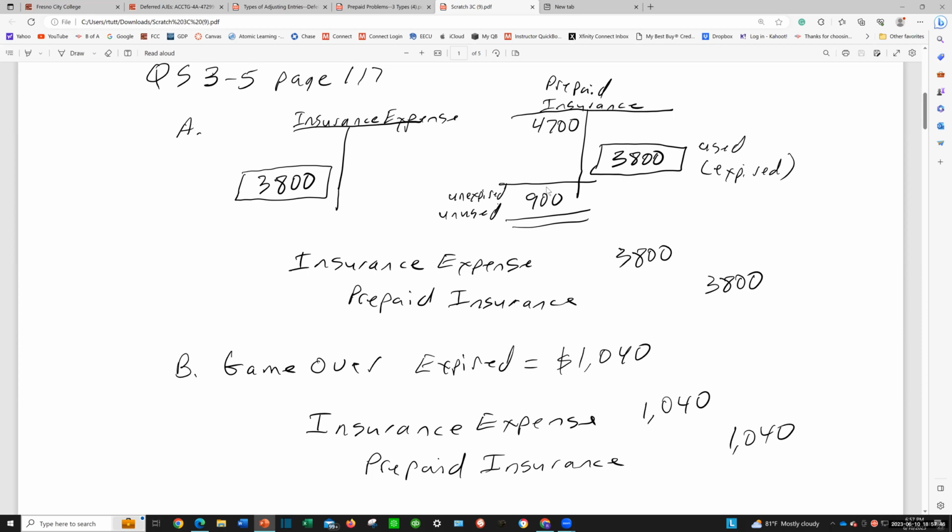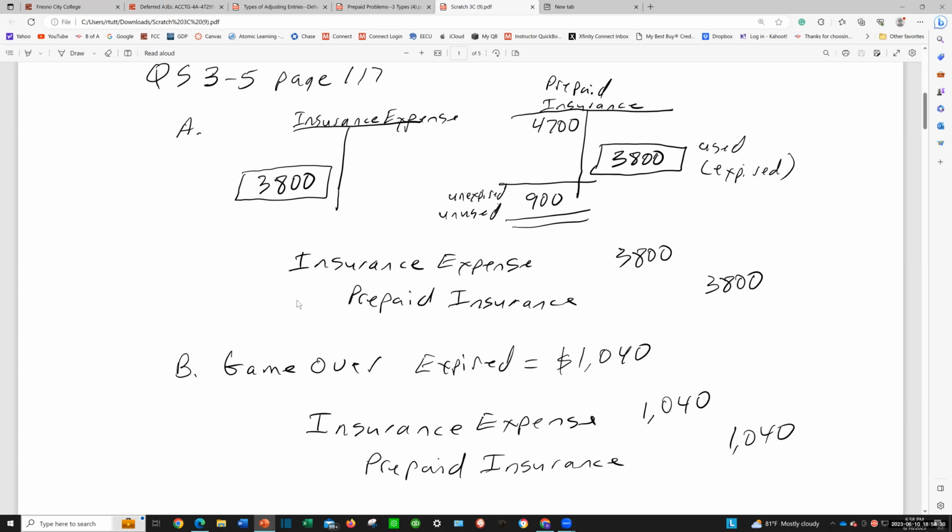Then we have to determine, well, how do you get 4,700 down to 900? You'd simply go 4,700 minus 900, it would give you 3,800. That's the amount that we used. That is the amount that was expired. So we're taking it out of our prepaid insurance as an asset. We're reducing the asset and we're transferring it to the expense, insurance expense of 3,800. So what's the journal entry? Debit insurance expense, 3,800. Credit prepaid insurance, 3,800.